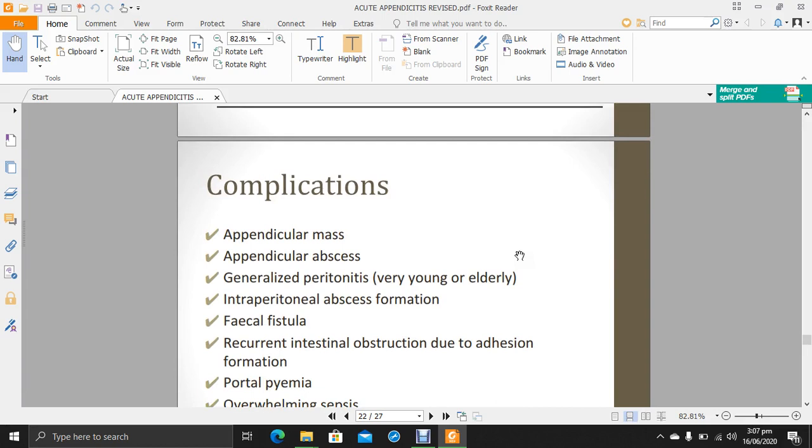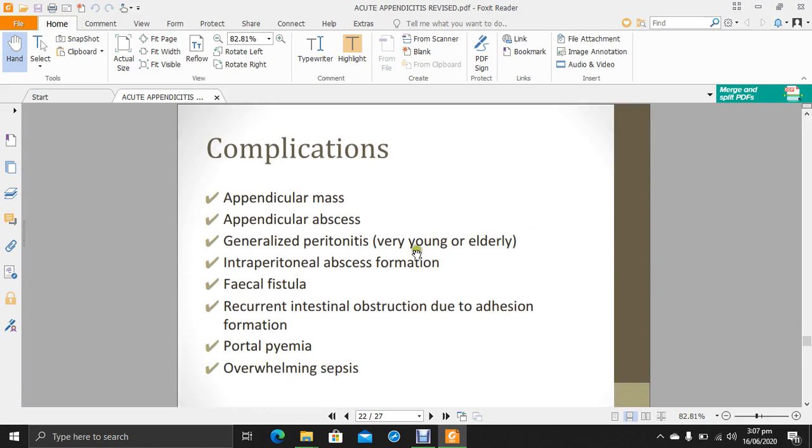And complications of acute appendicitis: there can be an appendicular mass, if it is not properly picked up by the doctor. Appendicular abscess, this is a late stage from the mass, and generalized peritonitis when this abscess ruptures.